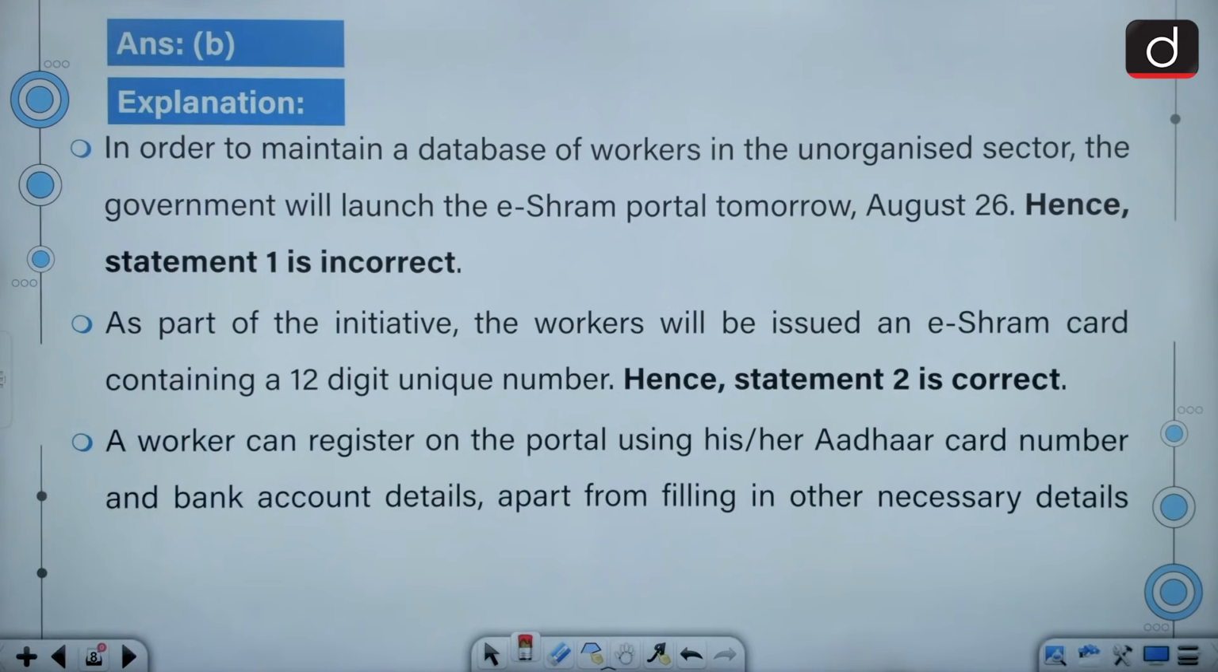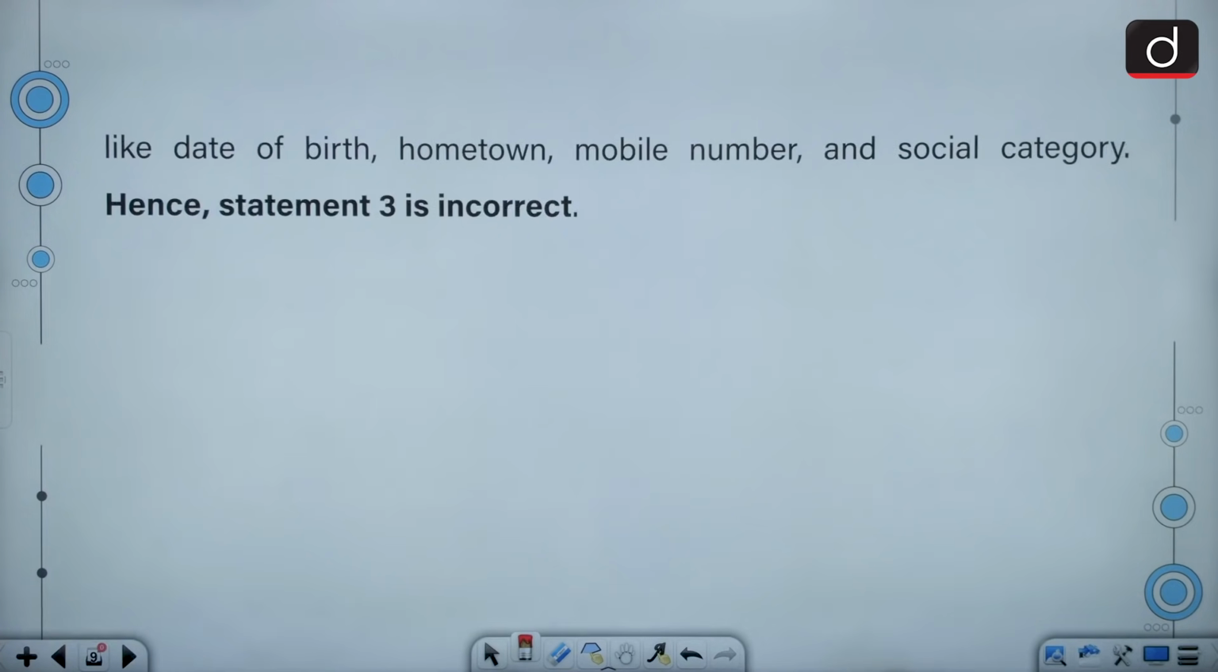Moving on, a worker can register on the portal using his/her Aadhaar card number and bank account details, apart from filling in other necessary details like date of birth, hometown, mobile number and social category.